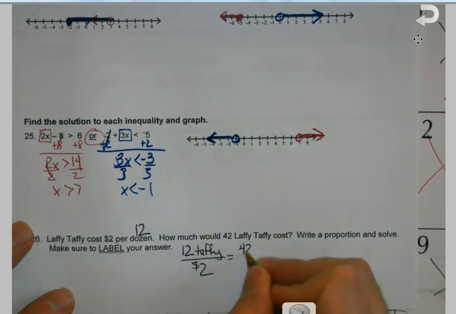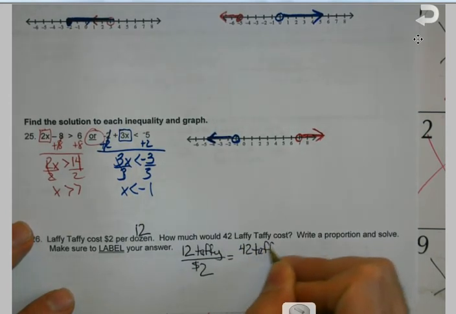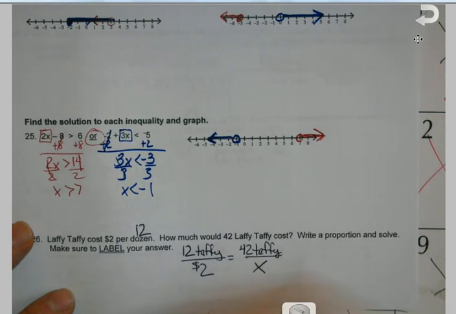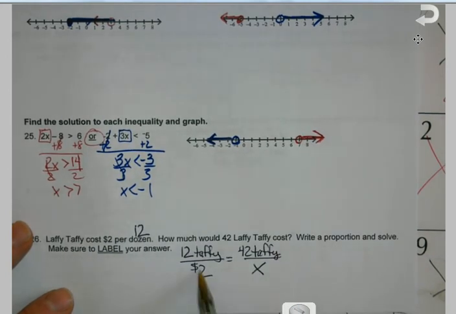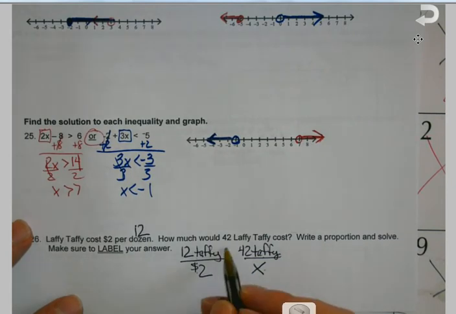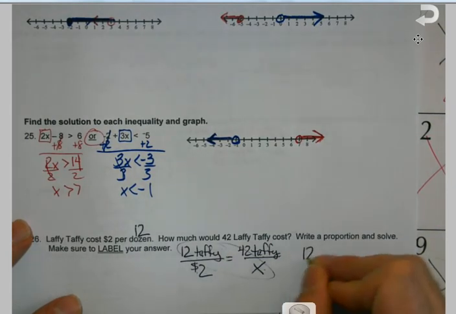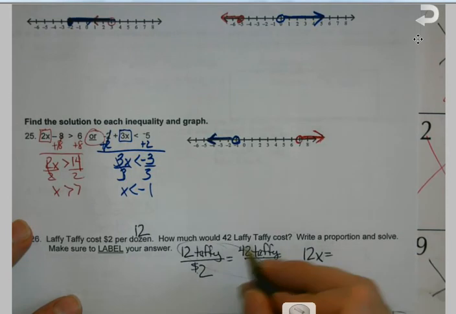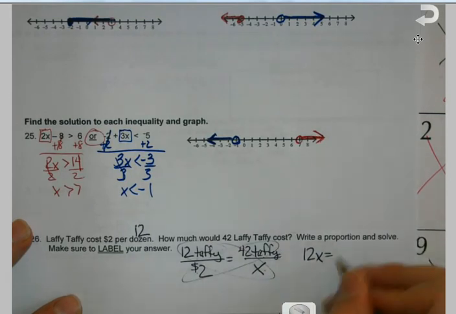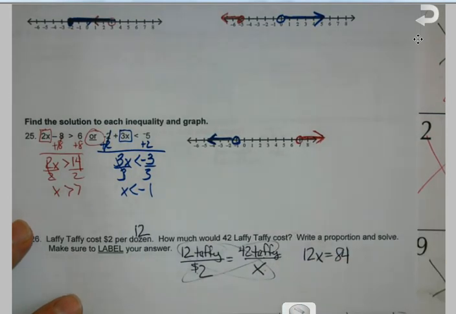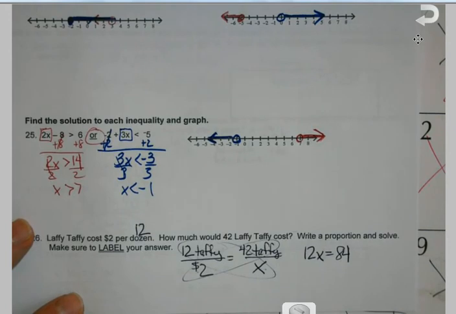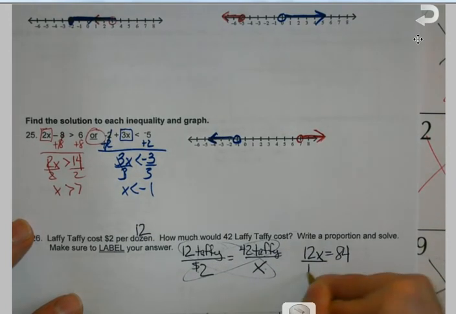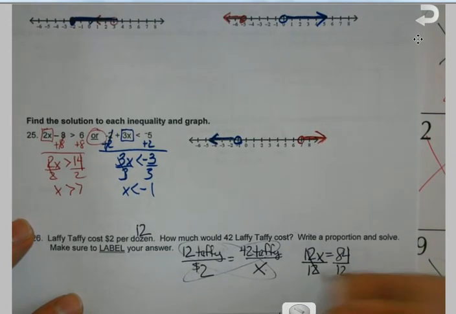If I want to figure out how much 42 costs, that's what I'm trying to find. Money goes in the same place. In this case, taffy goes in the same place. And then we're just going to cross multiply. So 12x, 42 times 2 is 84. And then we just are going to divide. So it's going to be $7.